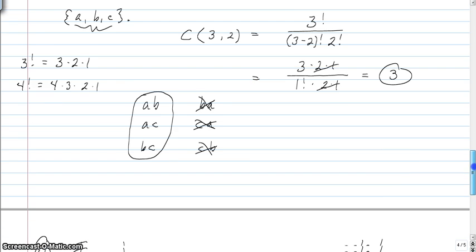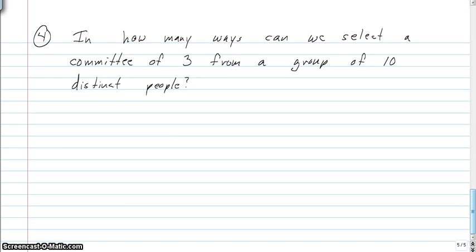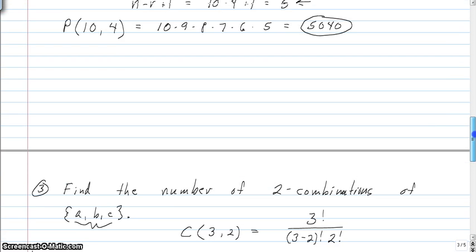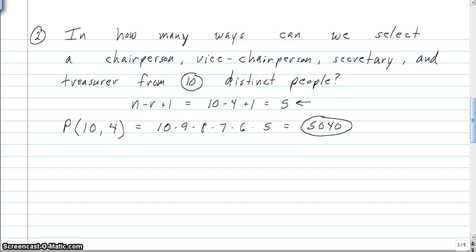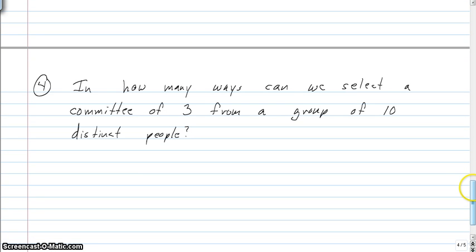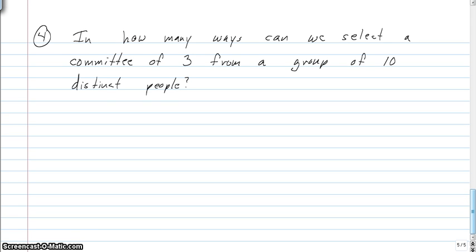And a little bit more applied example of a combination. How many ways can we select a committee of 3 from a group of 10 distinct people? So notice the difference between this one and the second example. Second example specified that we had a specific order of officers in our committee. In this fourth example, definitely no order specified. We just need a committee of 3 people. Doesn't appear that there's going to be any chair, vice chair, treasurer, or anything. So we're just simply choosing some combination of 3 people out of 10.